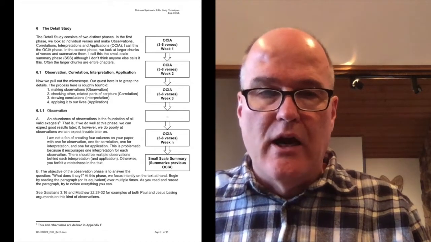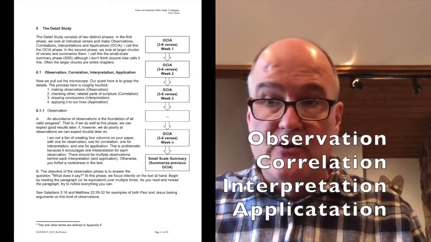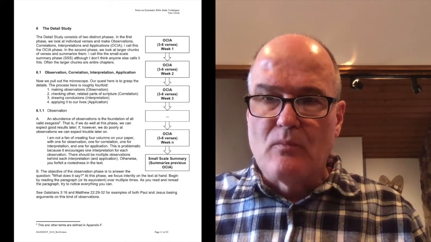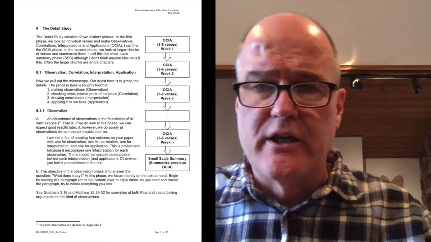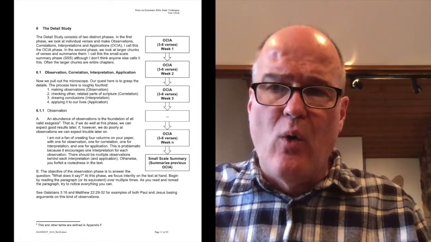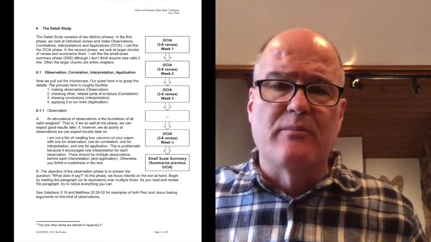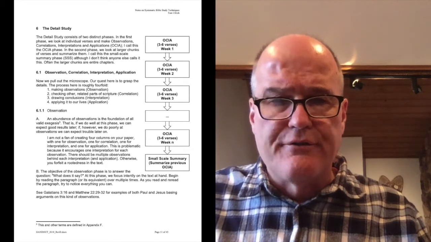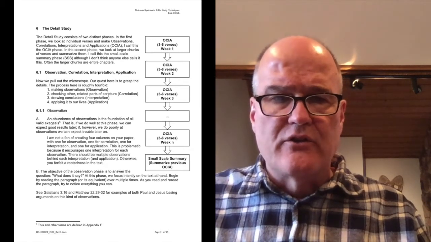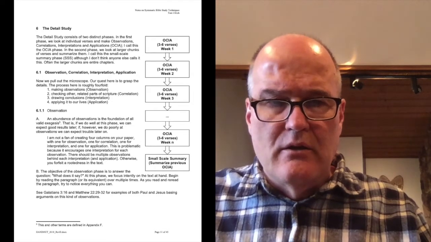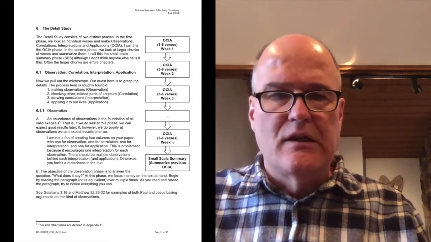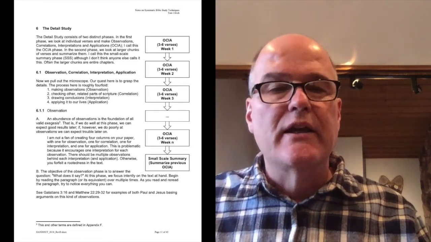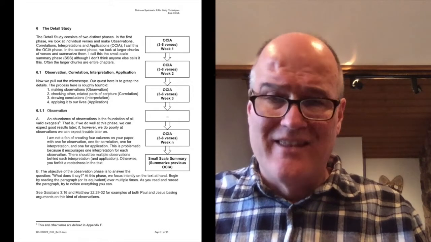OCIA is observation, correlation, interpretation, application. By the way, a lot of times in Bible study textbooks, they'll say OICA, and that just doesn't make sense to me. The idea is first get all of the information, all of the facts, and then do your interpretation. So you don't just observe, then interpret, then correlate. Observe the passage at hand, then correlate, which is look at other relevant passages, then make your interpretations, and then make your applications.